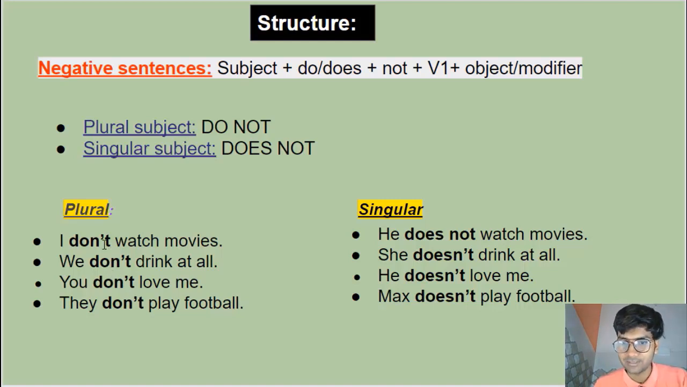Do not, don't. Singular. He does not watch movies. She does not drink at all. He does not love me. Max does not play football. Okay, we just change the helping verbs. We do not change the main verbs.